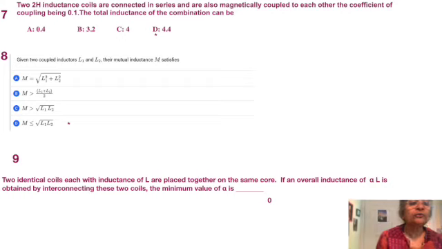To each other, the coefficient of coupling being 0.1. So we now have a value for M as well. The total inductance of the combination can be. So there are two possibilities. One is L1 plus L2 plus 2M, and the other is L1 plus L2 minus 2M.